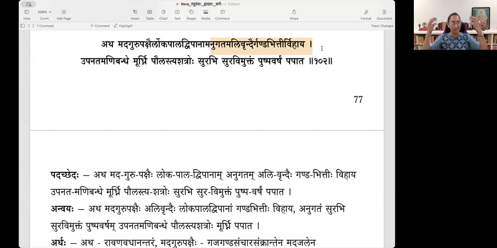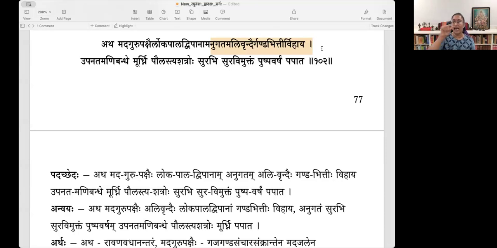And those diggajas are all in youth, so their mada jalam is constantly coming down. A lot of bees are attracted to this madam that is flowing from the elephants. Now, as the devas are pouring flowers, the flowers are more fragrant than the diggaja's mada jalam. The bees surrounding those elephants now follow the more fragrant flowers. They leave the cheek portions of those elephants and start following this pushpa vrishti.